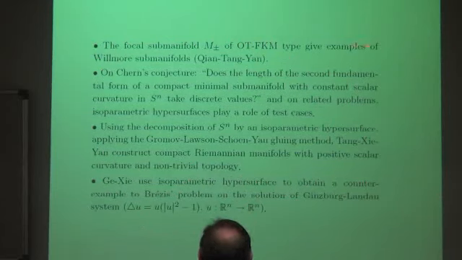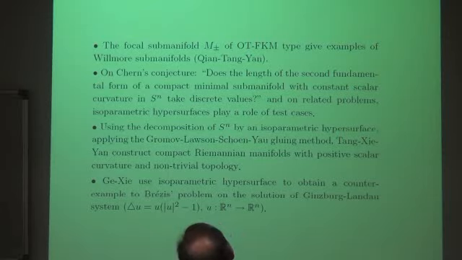And also, Zizhou Tang, Chen and Yang obtained that the two focal submanifolds of OT-FKM type isoparametric hypersurfaces give examples of Willmore submanifolds. A Willmore submanifold is a generalized notion of a Willmore surface. So this is a critical point of a certain conformal invariant functional given by the mean curvature and some data of isoparametric hypersurfaces. So they showed that this gives an example of Willmore submanifolds.